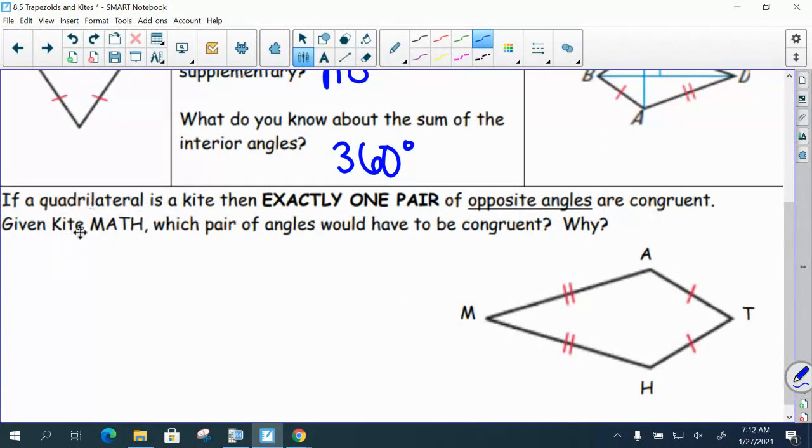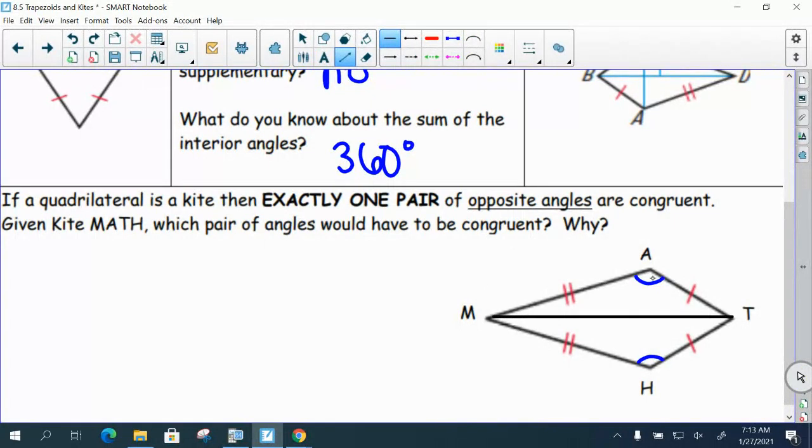All right, so here's another thing. If a quadrilateral is a kite, then exactly 1 pair of opposite angles are congruent. But you've got to be careful which ones you're talking about. So are we talking about M and T or A and H? We are talking about A and H. Because here's the thing. If you were to draw this diagonal MT, then you've got 2 congruent triangles by the side-side-side congruence theorem, which means that the corresponding parts are congruent, so A and H would be congruent. So M and T would not be congruent.